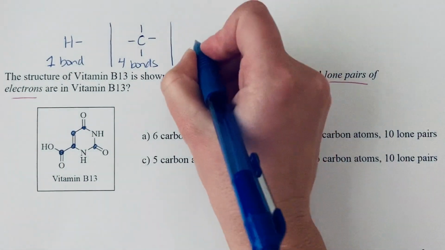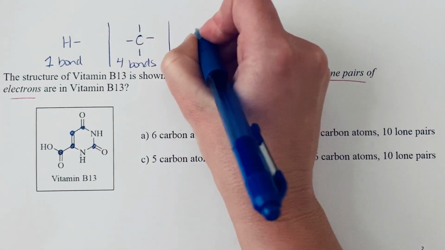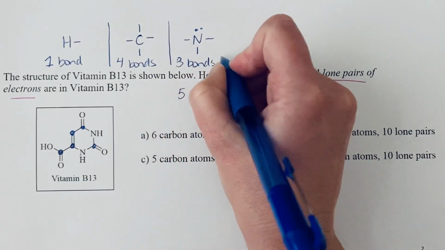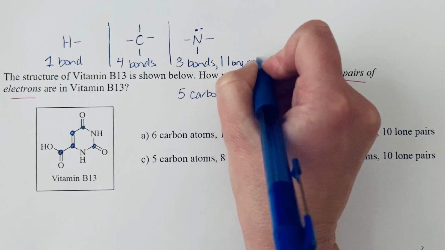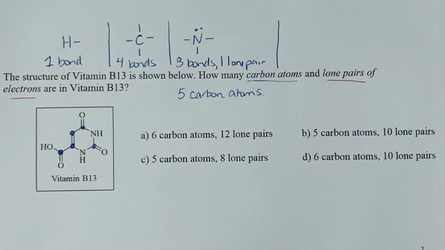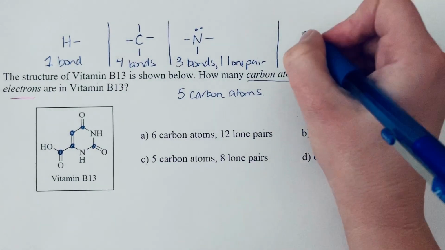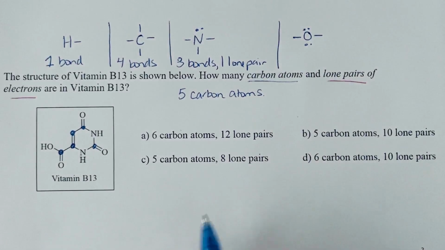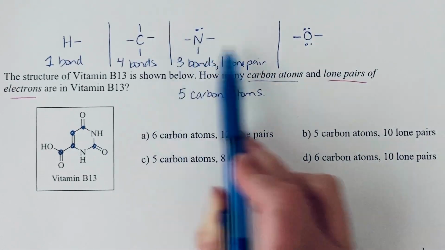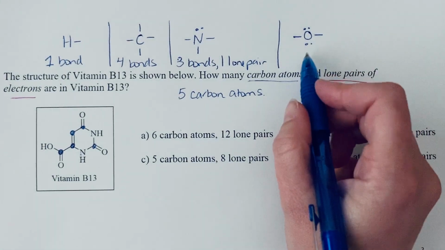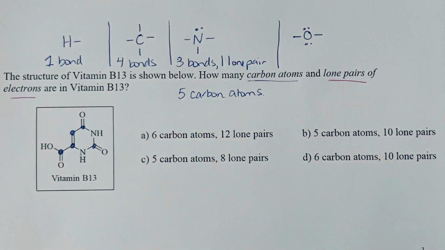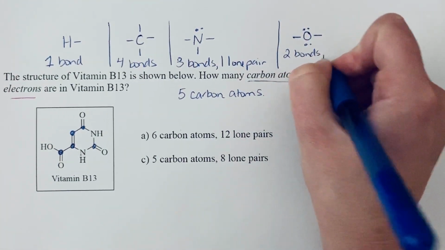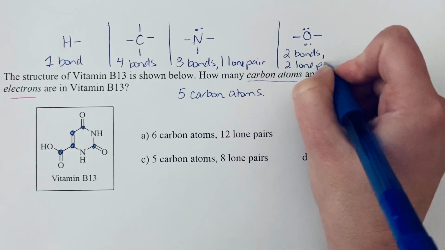A neutral nitrogen atom has 3 bonds and 1 lone pair of electrons. And finally, a neutral oxygen tends to have, or does have, 2 bonds and 2 lone pairs. For simplicity's sake, I have drawn these all as single bonds. It could also be a double bond, and we see some carbon-oxygen double bonds in this structure. So a neutral oxygen tends to have 2 covalent bonds and 2 lone pairs.